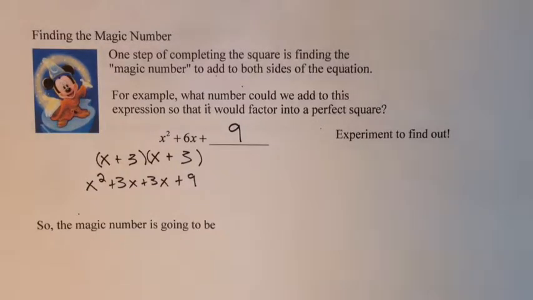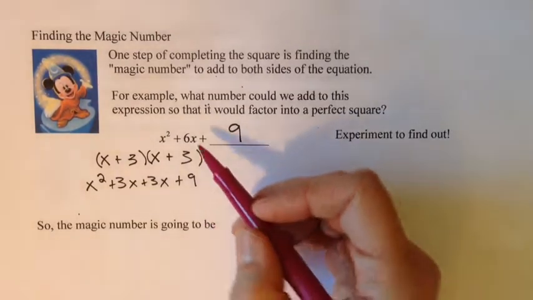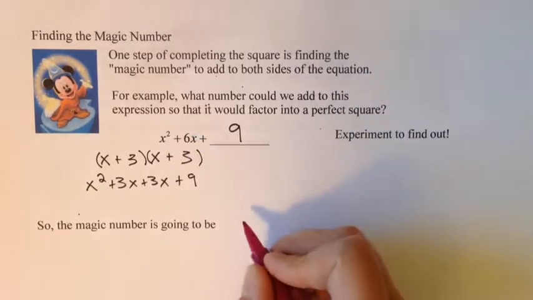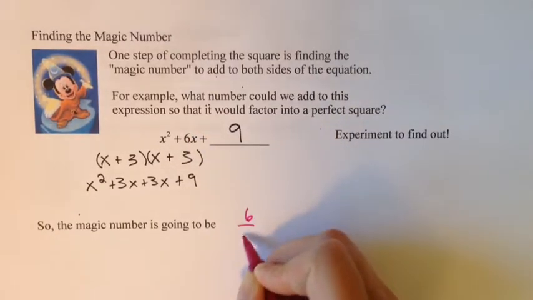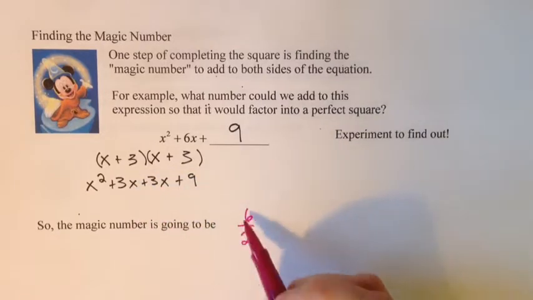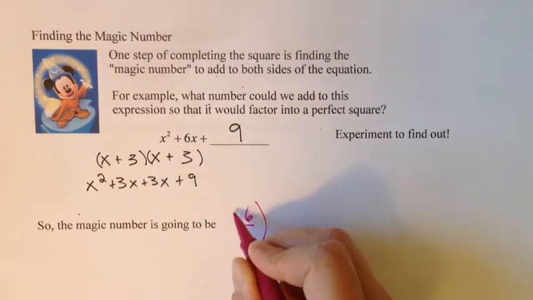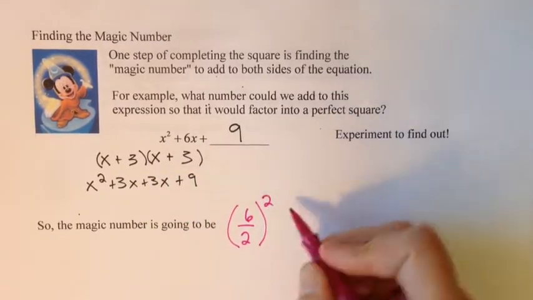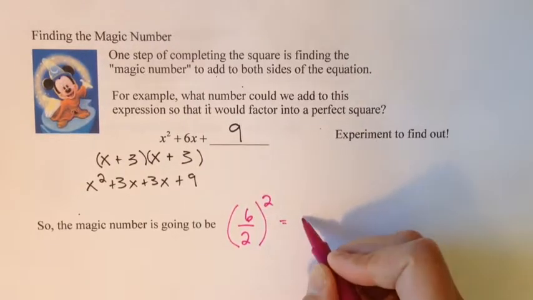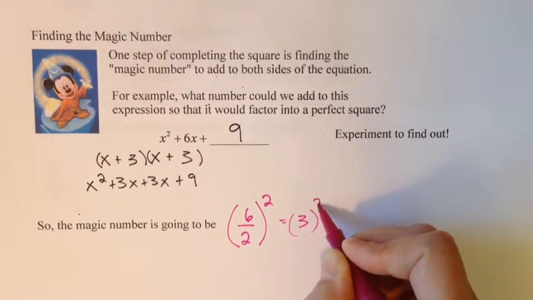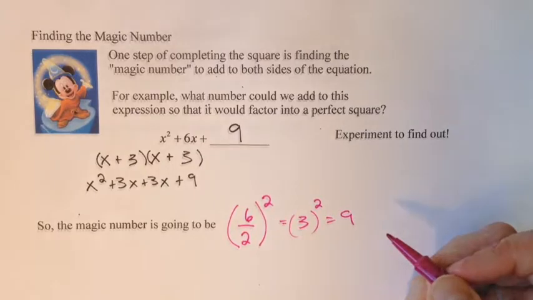Now let's think back through that mental process for just a second. To get that magic number, the first thing I had to do was take my 6 and divide it by 2. Then I took the number that I got and I squared it. I multiplied it by itself. And that gave me 9, since 6 divided by 2 was 3, and 3 squared is 9.